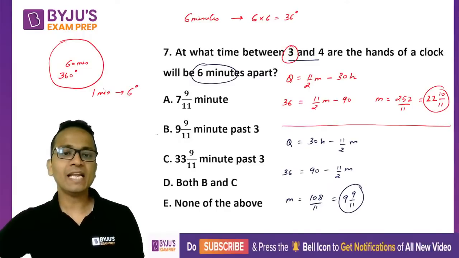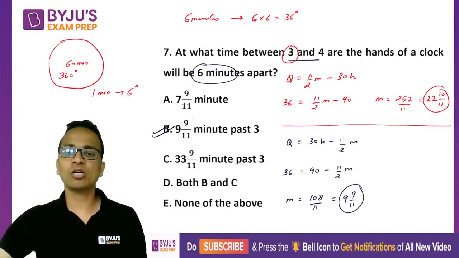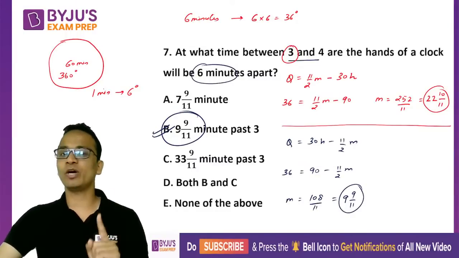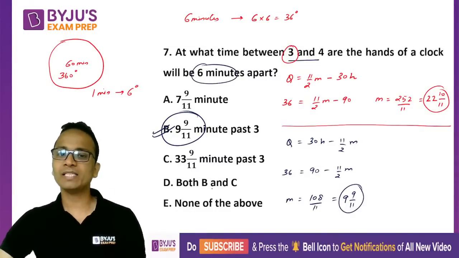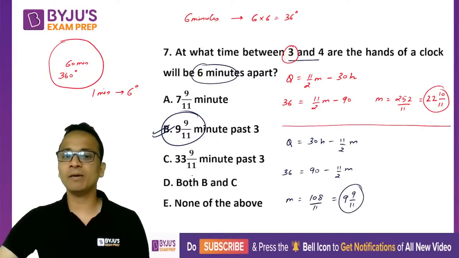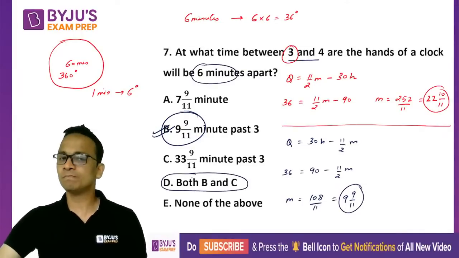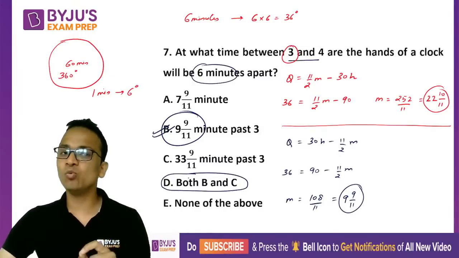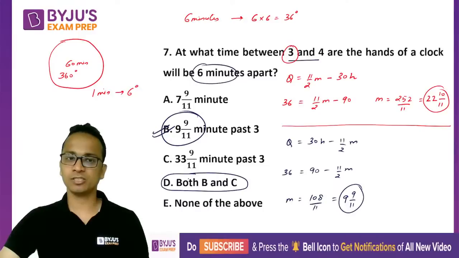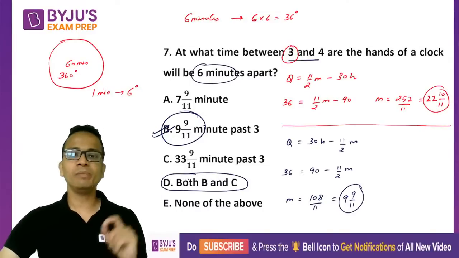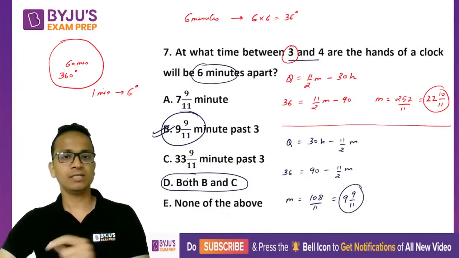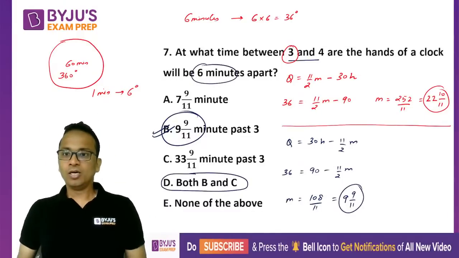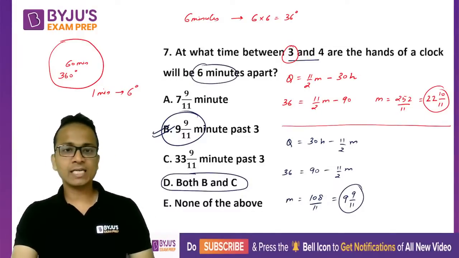Okay, so 9 by 11 minutes past 3 o'clock, which is among the options. I can say that this time there is only one option. So the students who might think there should be two answers and blindly mark option D, don't do that, because I told you the answer can be only one option among the given options. So the correct answer will be only option B, 9 by 11 minutes past 3 o'clock. Okay, all right, let's go ahead and look at the next question.